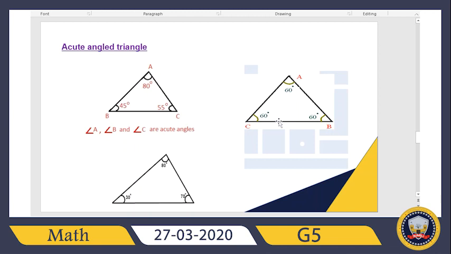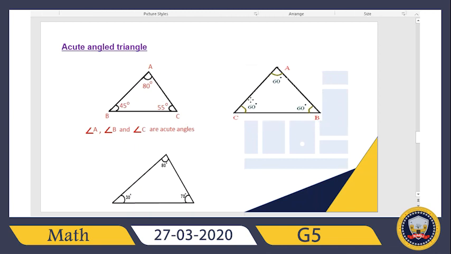Let's take another example. You see this? Each angle is equal to 60 degrees. So angle D is less than 90 degrees, this angle is less than 90 degrees, and this angle is also less than 90 degrees. So all three angles, each one of them, is less than 90 degrees. So I can call this triangle an acute angled triangle.